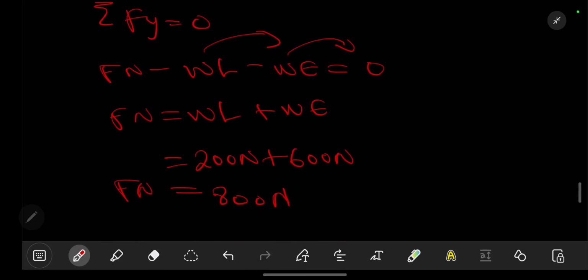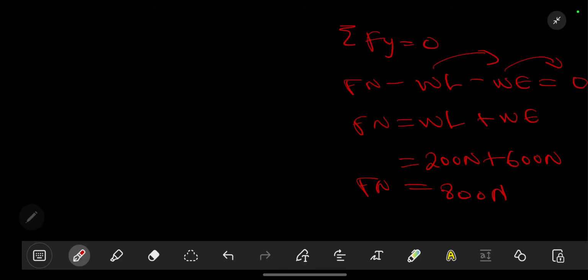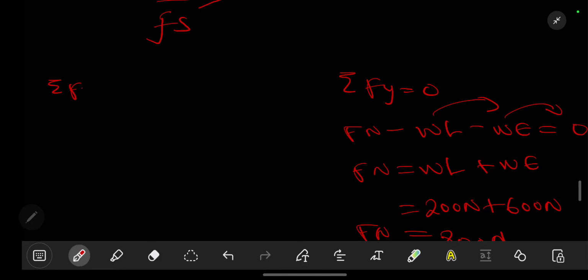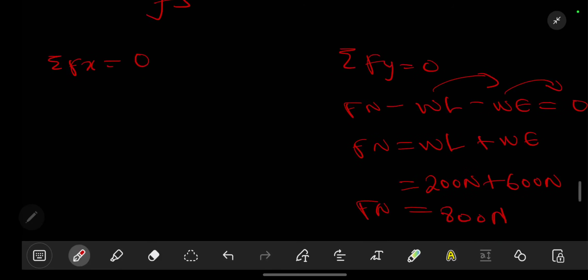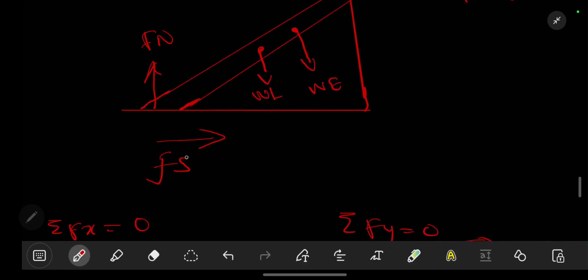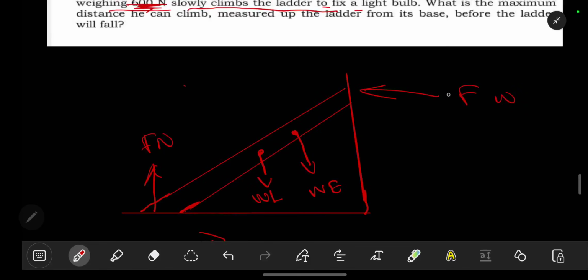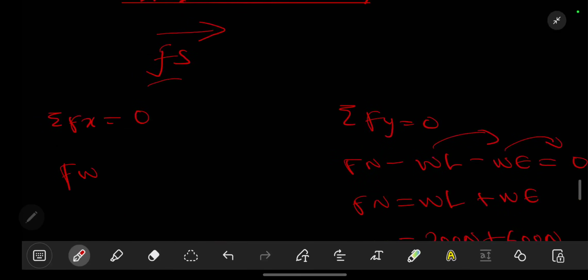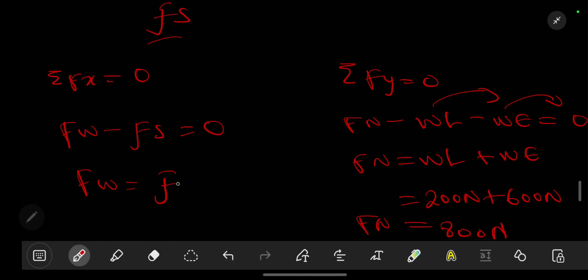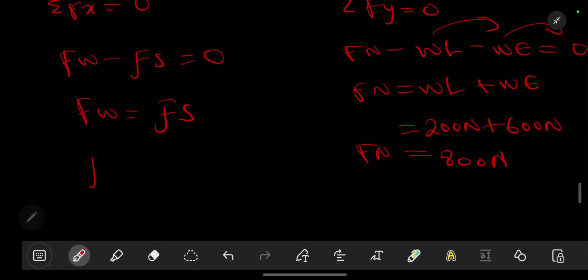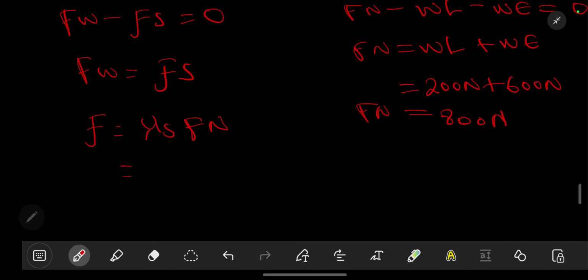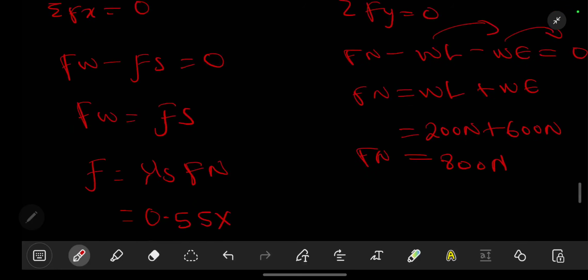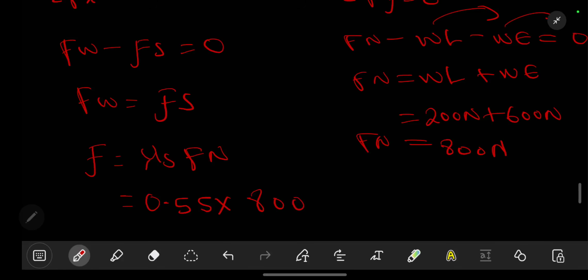With that, let's deal with the forces in the X. So we have the summation of forces in the X should be equal to 0, like that. So we are going to have the normal force, the frictional force, and the force on the wall. So we say the force on the wall minus the frictional force should be equal to 0. So this should be equal to Fs, like that. Remember, Fs is equal to mu s times the normal force. So our mu s is 0.55 times the normal force, which is our 800.